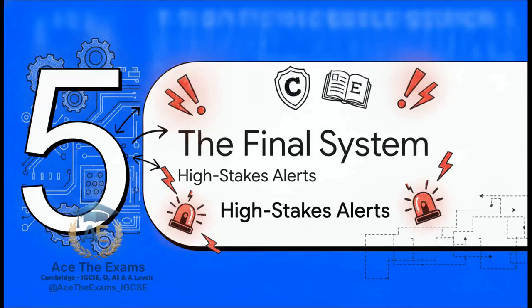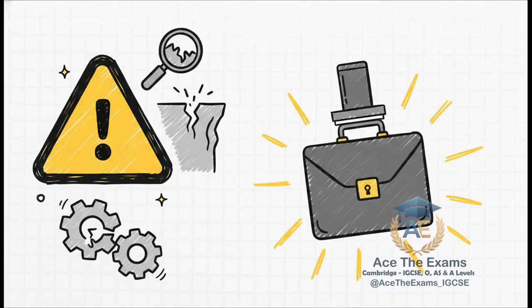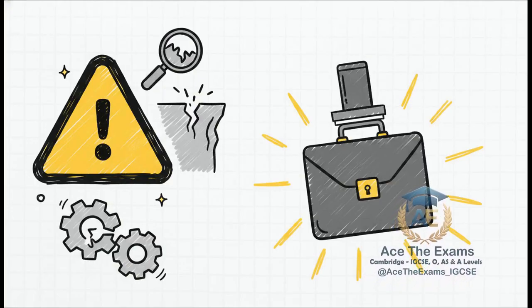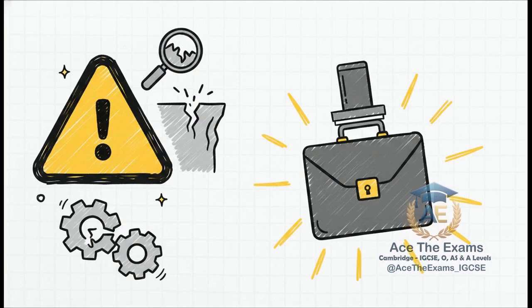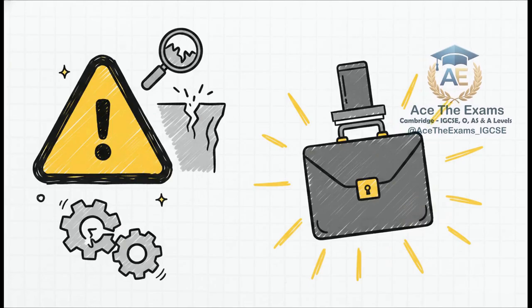Act 5. The final system. High-stakes examiner alerts. We're at the climax here. We have dug deep, and now we have finally hit the mother lode. These points on the screen are the high-stakes warnings pulled directly from the Cambridge Principal Examiner reports. These are the top 3 fatal mistakes that students make year after year.